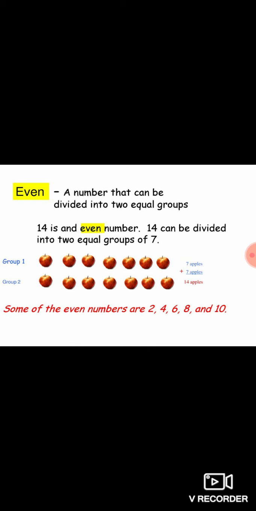For example, see here, there are 14 apples given. They divided these 14 apples into two equal groups. That is, in the first group 7 apples and in the second group 7 apples. So this is called even. So what is an even number? Even number is nothing but a number that can be divided into two equal groups.